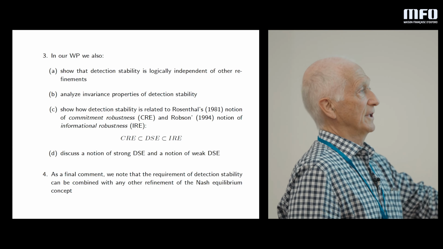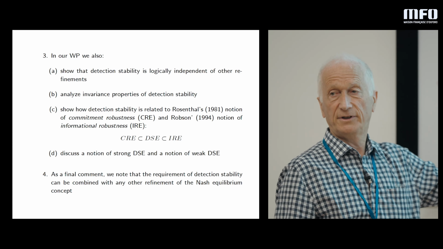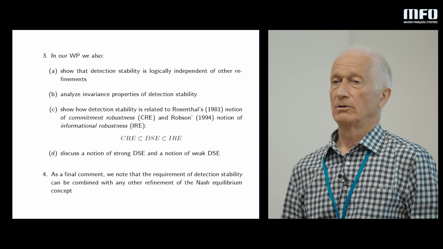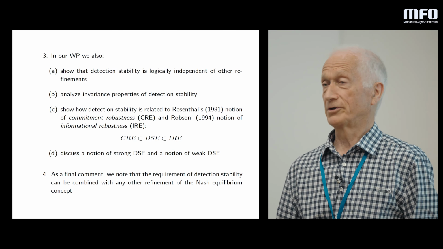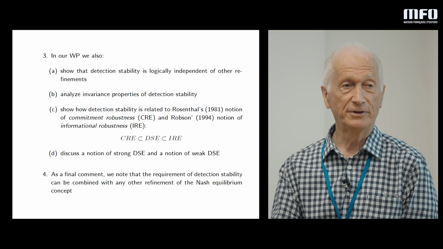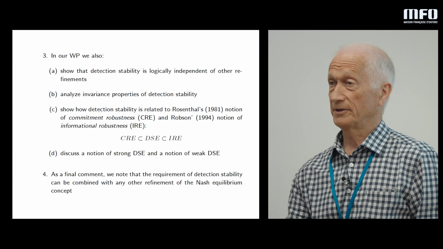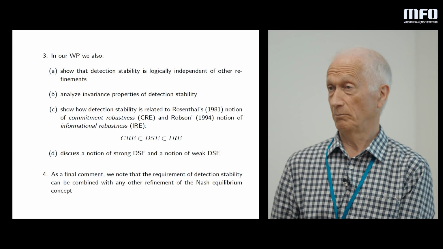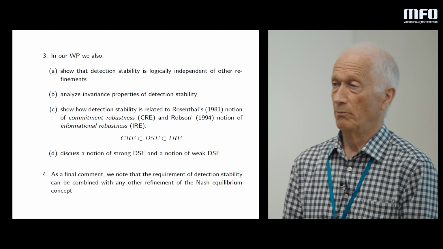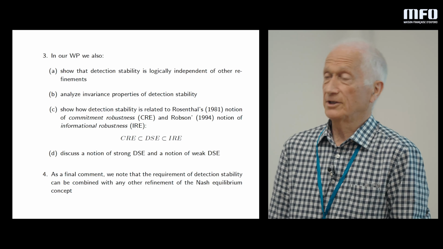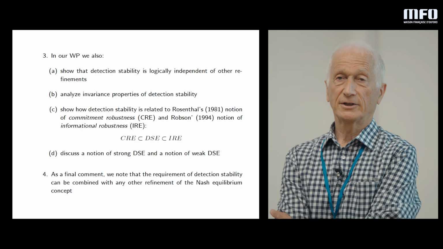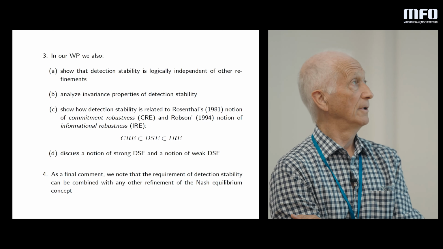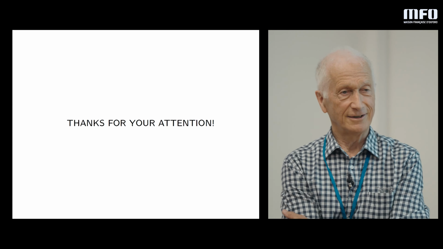And a final comment: this idea of detection stability can be added on to any refinement you like. So if you have something like, say, what Rita talked about, which has a lot of nice properties, we could say, well, we might also want to check if it's detection stable or not. And I would argue that in many situations, if it's detection stable, it's more plausible as a prediction than not. So that's the end. Thank you.